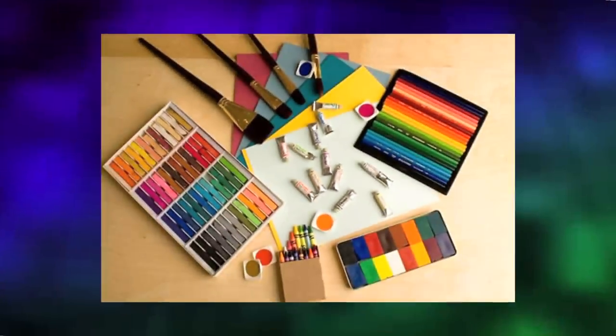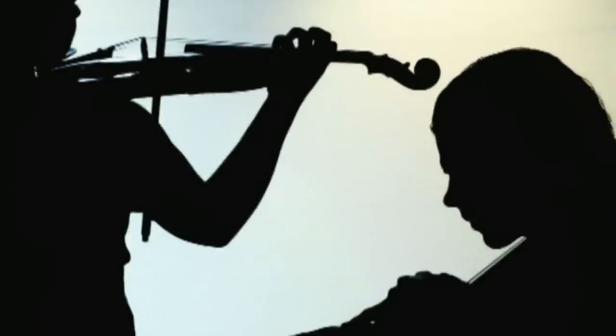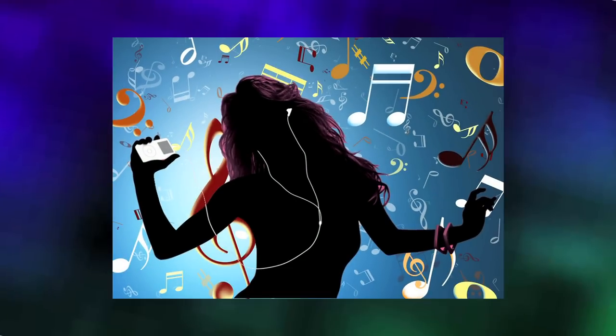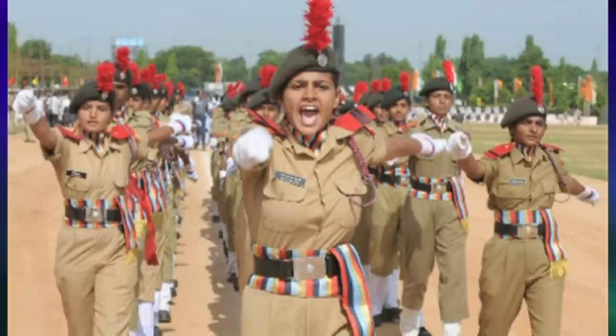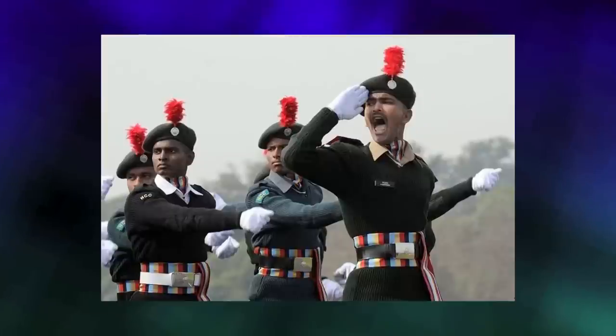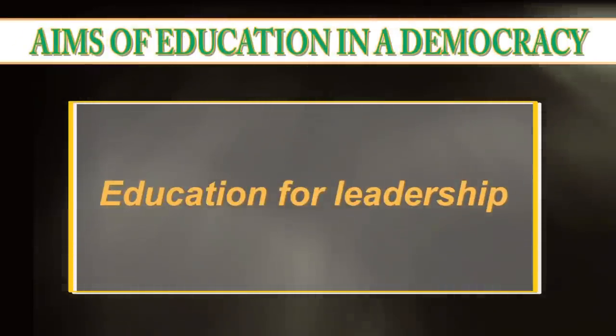For the all-round development of the individual, some kinds of subjects should be included in the curriculum provided by the educational institutions. So what are the subjects? The subjects are art, craft, music and dance, and these should be included in the secondary school curriculum along with the National Discipline Scheme and National Cadet Corps, etc., for physical development. Last but not the least is education for leadership.